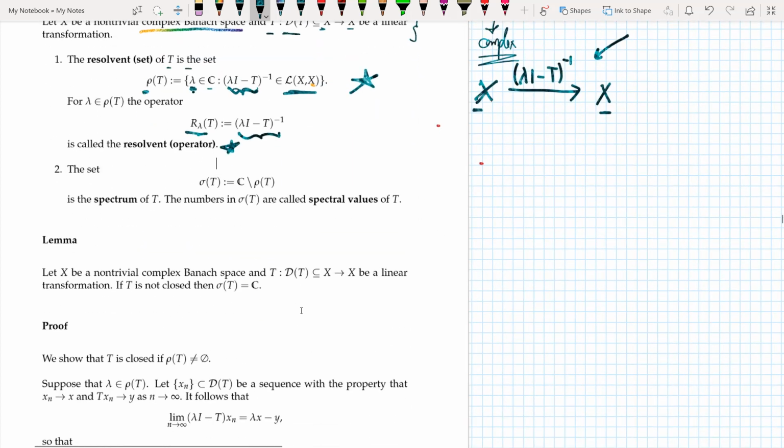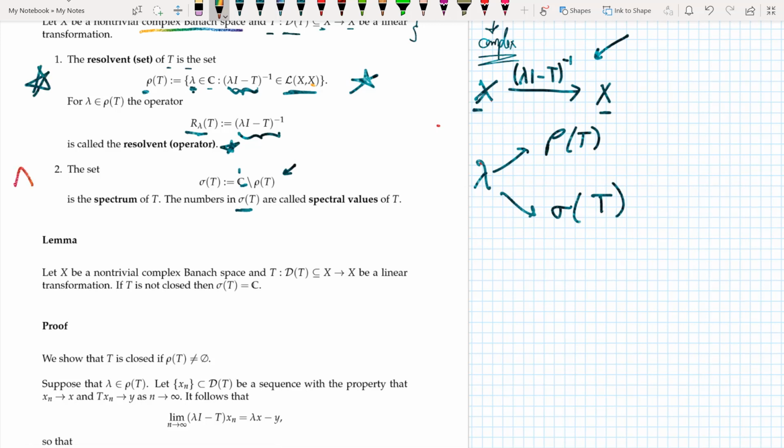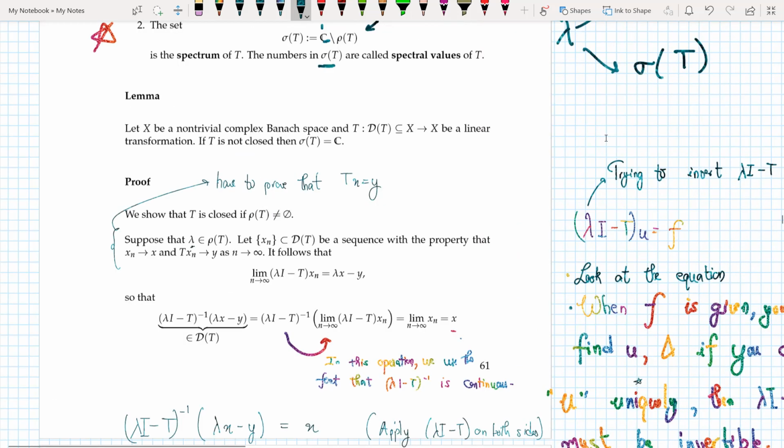And now the spectrum. What is the spectrum of T? The spectrum sigma(T), the numbers in sigma(T), are called the spectral values. And what are the spectral values? Well, the complement of the resolvent in C. So if I have any lambda, it either belongs to the resolvent set or it belongs to the spectrum. There is no other place where it can belong, because if you union them, it's the whole of C. So till now what we have done is just the definition of the resolvent set, the set of all lambdas such that (lambda I minus T) inverse belongs to L(X,X), and the definition of the spectrum, sigma(T), which is C complement resolvent.